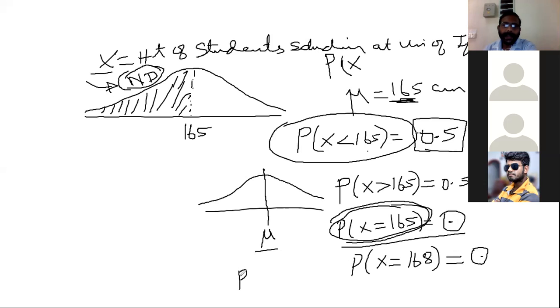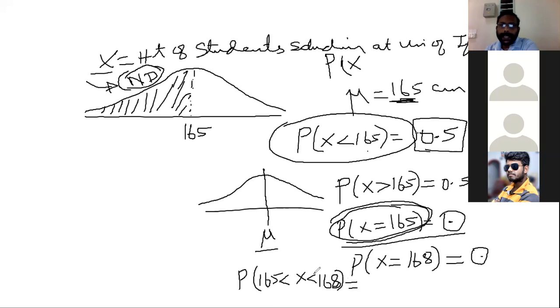Suppose if I ask what is the probability of x in between 165 and 168, as an example. Is it 0 or does this have a value?